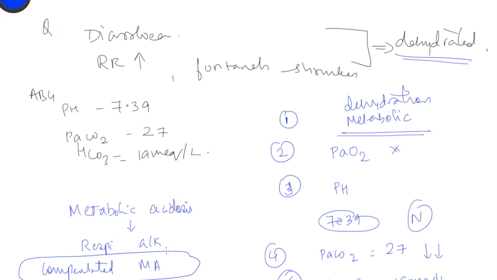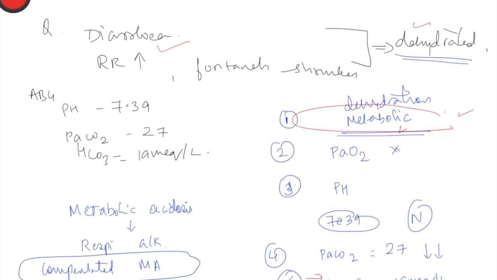Because see, with the dehydration and everything, will we say it is respiratory? No, it is a metabolic issue. Look at the diarrhea and there is dehydration, so it is definitely a metabolic issue. Now with a metabolic issue, you need to look at the bicarb levels. So this will be your primary problem.